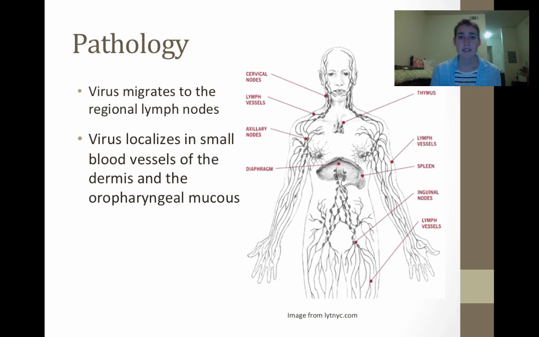So once the virus is inside the bloodstream, it will migrate to the regional lymph nodes, and it localizes in the small blood vessels of the dermis and the oropharyngeal mucus.